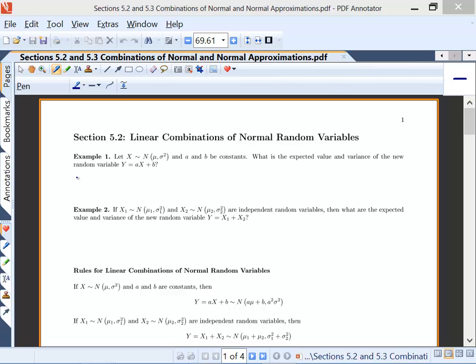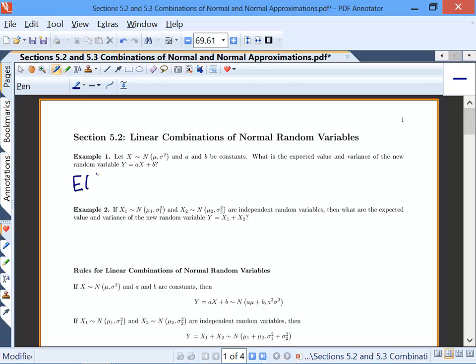So example 1 is just: let X be normally distributed with a mean of mu and a variance of sigma squared. And a and b are just constants. Now, go back to what we learned in chapter 2 and tell me what will be the expected value and variance of the new random variable Y, which equals aX plus b. Remember, what were the formulas we used for this?